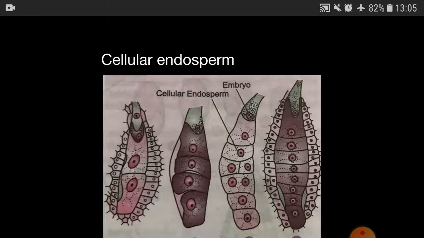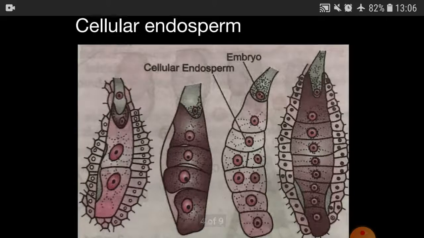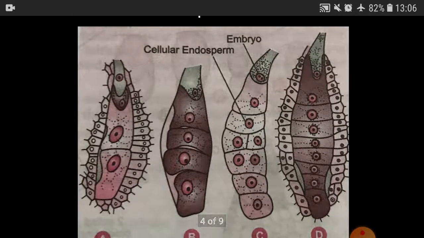In cellular type of endosperm development, the first nuclear division of the primary endosperm nucleus is followed by the formation of either a longitudinal or transverse cell wall in the central cell. Subsequent nuclear divisions and wall formations result in the formation of a cellular type of endosperm, and examples are like petunia, datura, balsam. So here you see the cellular type of endosperm displayed on your screens, where you see the cytokinesis is being followed by the nuclear division.